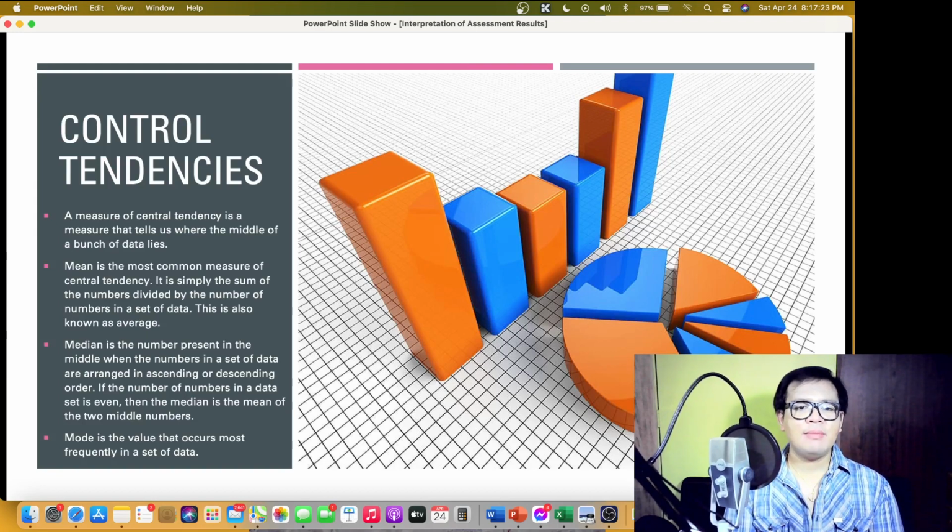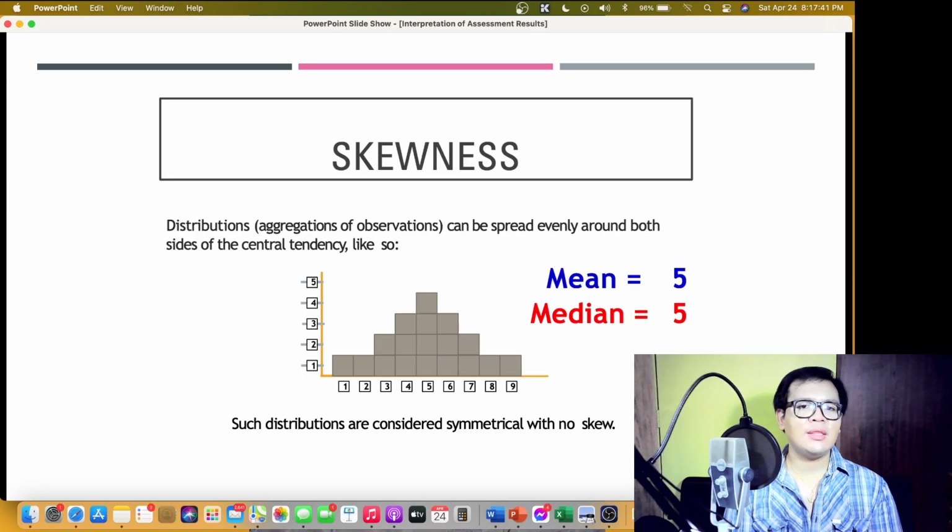And the median is the number present in the middle when the numbers of the data set are arranged in ascending or descending order. If the numbers in the data set are even, the median is the mean of the two middle numbers. And the mode is the value that occurs most frequently in a set of data.